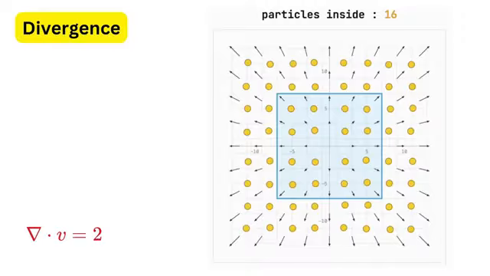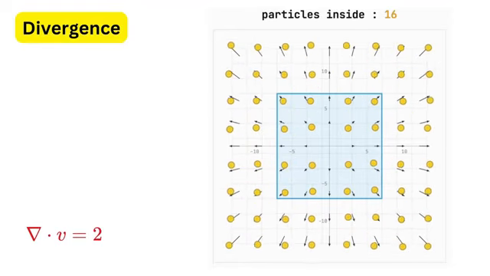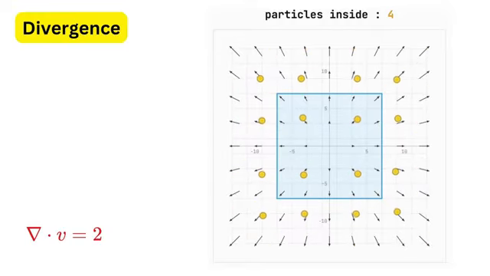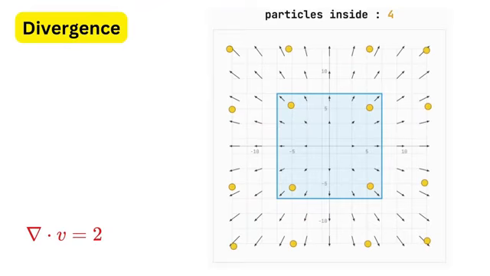Now, imagine placing a tiny square region in this flow and watching what happens to particles inside that region. If more particles leave the region than enter it, the density, or the number of fluid particles packed inside this square region, decreases. In this case, because the vectors point outward and get longer as they move away from the center, more particles leave the region than enter it, and thus the density inside decreases. This means the field is spreading out there, and the divergence is positive.